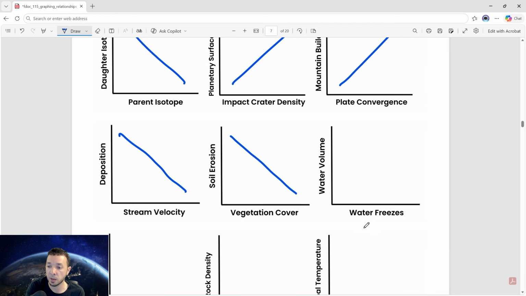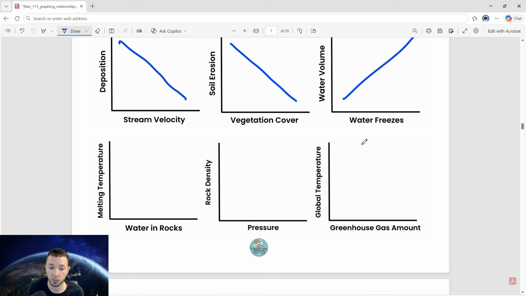It should drop. As water freezes, what happens to the volume of water? It expands when it freezes, so it should go up. If there's more water in rocks, what happens to the melting temperature of rocks? It should drop the melting point. If pressure increases, what happens to the density of a rock?